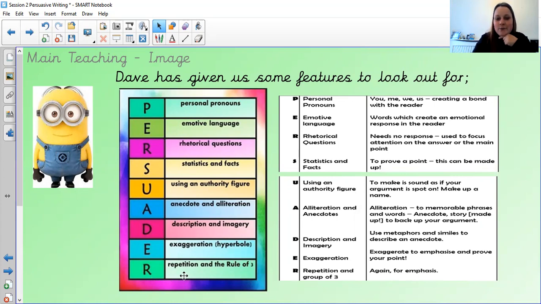Then we've got R, which is repetition or the rule of three. So that's when we repeat something, because actually the more we repeat something, the more it's going to stay in the reader's mind. And also the group of three just makes it really highlighted and emphasized. And we'll see some examples of that in a second as well. So these are the things that Dave wants us to try and look out for in the persuasive text.